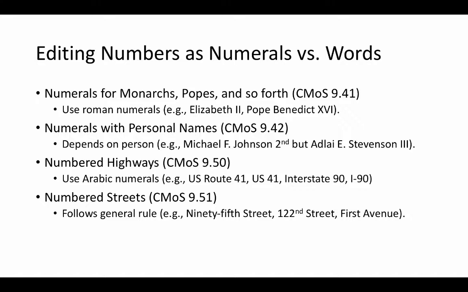For monarchs, popes, and so on, use the Roman numeral. So Elizabeth II or Pope Benedict XVI, you don't want to put the Arabic 16 or the Arabic 2nd. They want to use Roman for these. Numerals with personal names, it really depends on the person, as you can see in these cases, versus whether you do Roman or not. For highways, use Arabic. So US Route 41 and so on. For street numbers, follow the general rule for spelling them out, and you use the cardinal version, so 122nd Street.